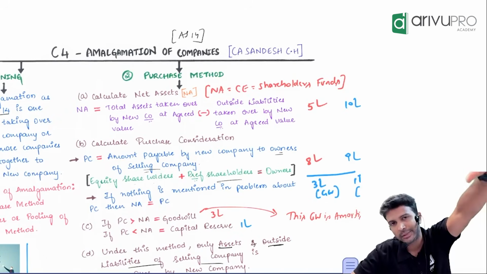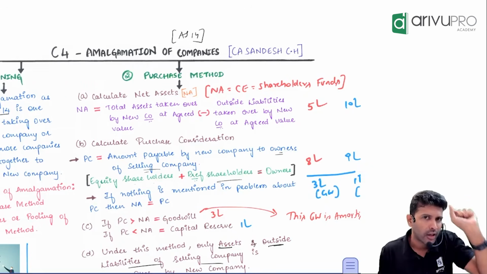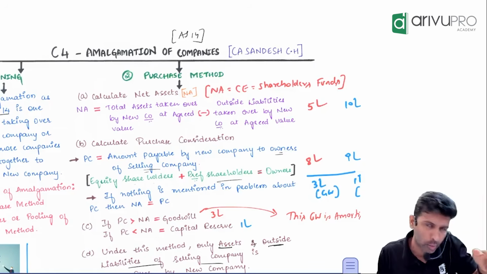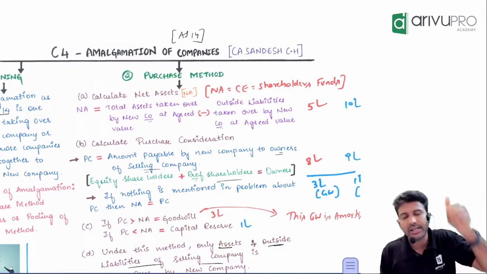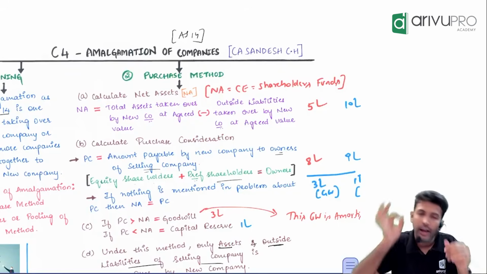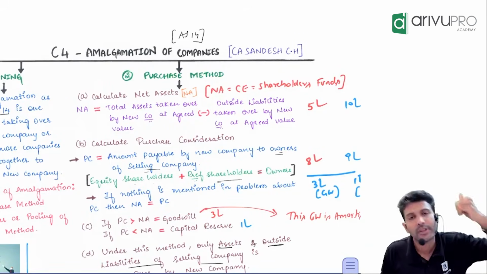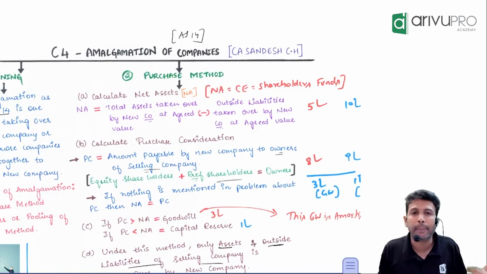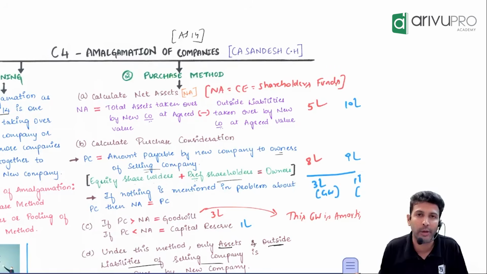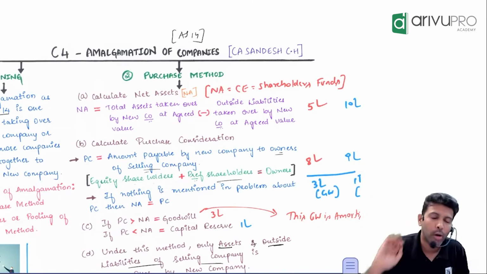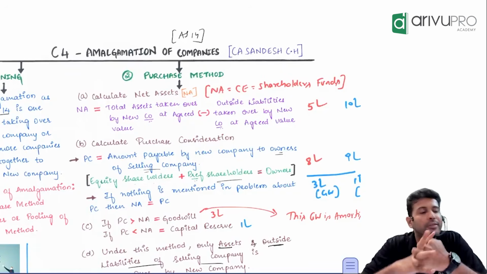In purchase method, first calculate net assets. How do you calculate net assets? Assets taken over at agreed value minus liabilities taken over at agreed value. That way you will get net assets. Second, calculate purchase consideration. Purchase consideration means settlement value. The purchasing company pays it to the owners of the selling company. Whatever is paid to the owners of the selling company is referred to as PC.